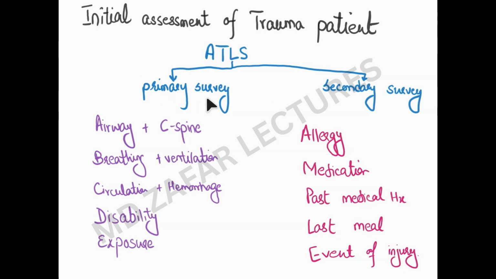So this is the flow chart to give you an idea about the ATLS guidelines, which is divided into the primary survey as well as the secondary survey. In the primary survey, we have the airway and cervical spine management, followed by breathing with ventilation, circulation and hemorrhage control, disability, and exposure. In terms of secondary survey, we had allergy, medication, past medical history, last meal, and event of surgery.